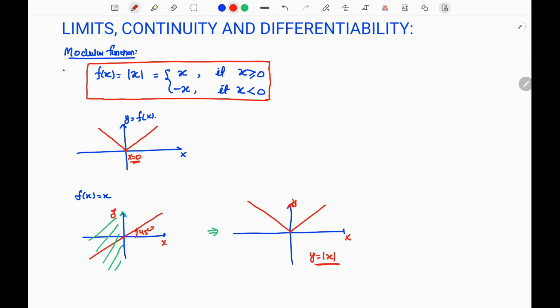Now we will find the limit of the modulus function. As we have defined, the modulus function y is equal to mod x, and its value is x if x is greater than or equal to 0, and its value is minus x if x is less than 0. And the graph for the modulus function is drawn here. It is xy and the shape of the graph is here. The point is x equal to 0 where we have to find the limit.